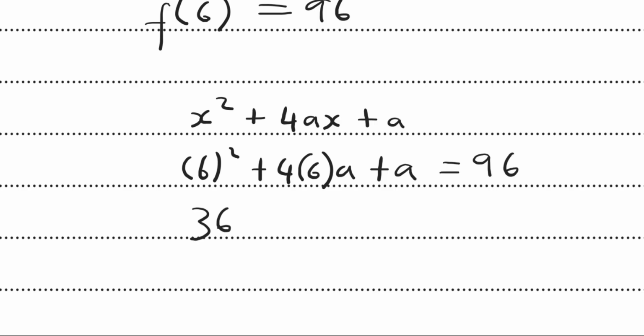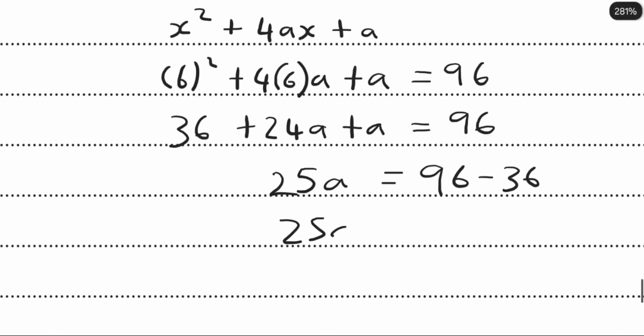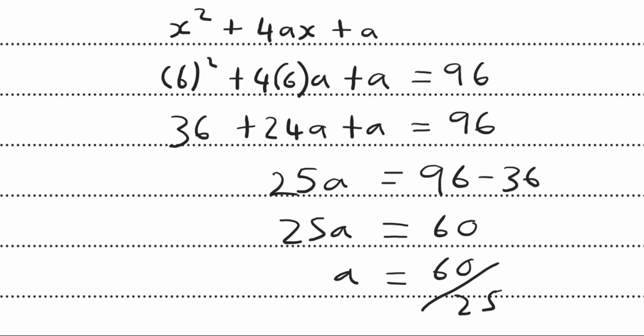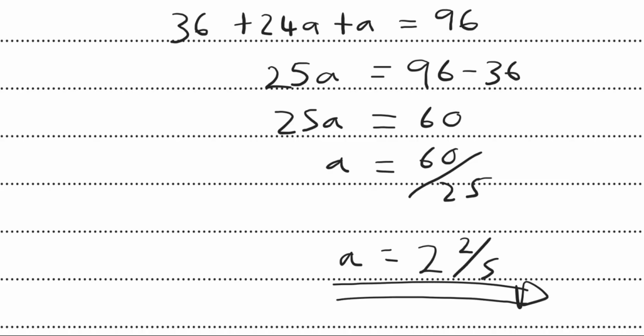So this would be 36 plus 24a plus a equals 96. 25a equals 96 minus 36. So 25a equals 60. So a will be 60 over 25 if we divide by 25 on both sides, and a will be 2 and 2 over 5. And that will be the value for a.